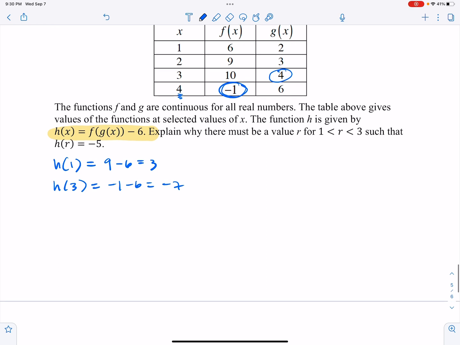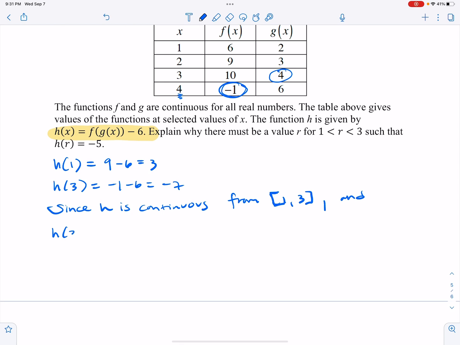So, we'll do that. So we can say, since h is continuous, it says for all real numbers. So I guess we could say, it says h is continuous for all real numbers. So we could say, since h is continuous from 1 to 3, since it would be continuous for all real numbers, and h of 3 is less than -5, and -5 is less than h of 1. So we're going to write that inequality by intermediate value theorem.